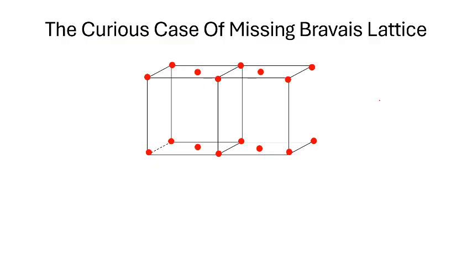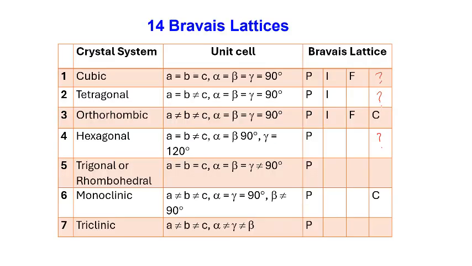Okay. So they say curiosity killed the cat, but when it comes to understanding scientific principles, curiosity is good, as we are going to see. So here we have the curious case of missing Bravais lattices, and we are going to see this curious case to answer the question that we asked. As I said, we have certain boxes empty, some Bravais lattices missing. For example, if I consider the cubic system, and ask why there is no cubic C, why there is no base-centered cubic.